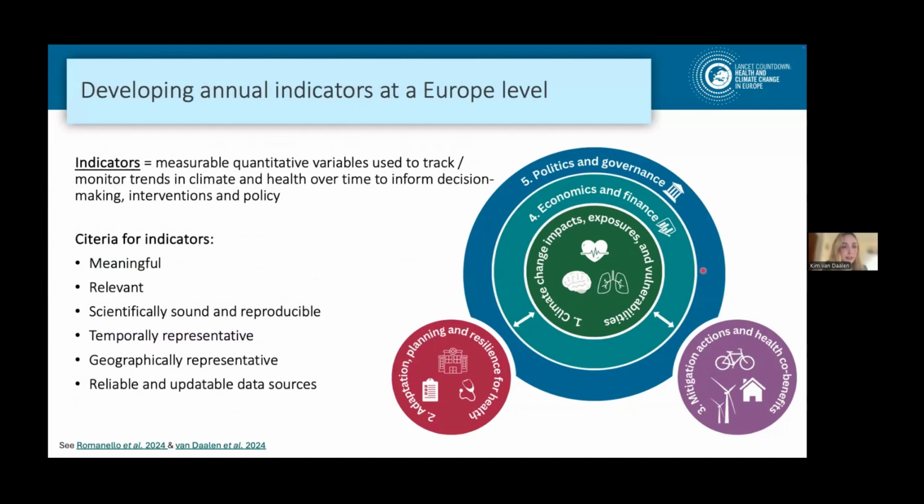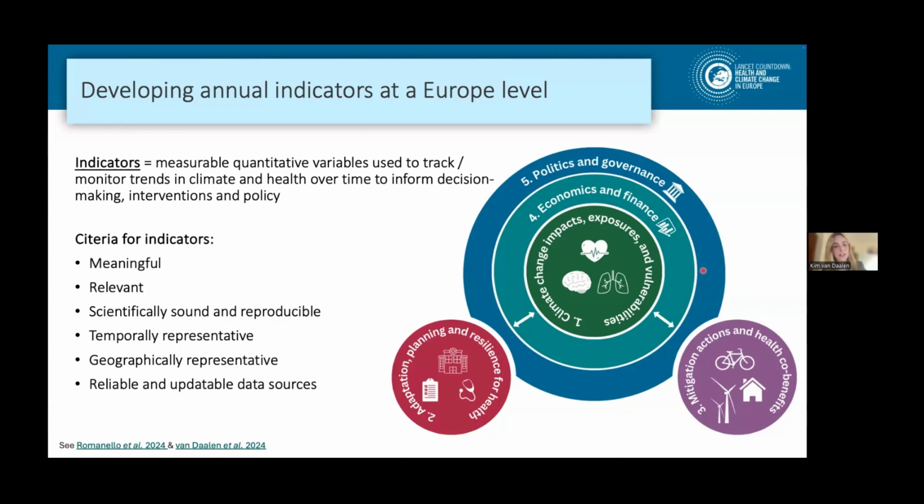Overall, when we are developing indicators, we have different criteria that we are using. So of course, they need to be meaningful, they need to be relevant for decision-making and for policy, and they need to be scientifically sound and reproducible. So they need to be based on existing academic knowledge. They also need to be temporally representative.